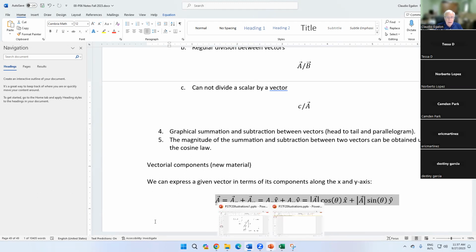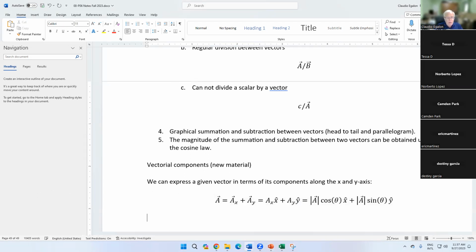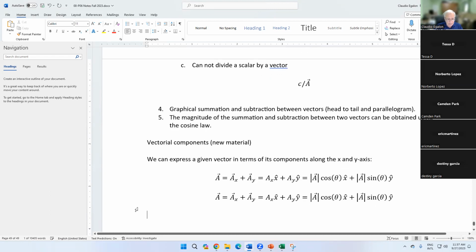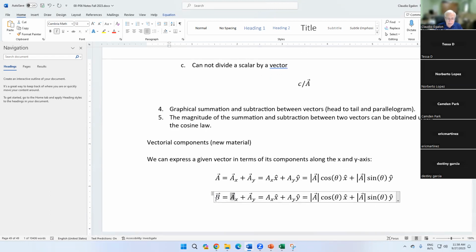Okay, and why do we do that? Because it becomes very convenient to do mathematical manipulations when you have a summation between vectors, for instance. So by the same token that I can have this vector A represented in this way, I can also have a vector B represented in this way.